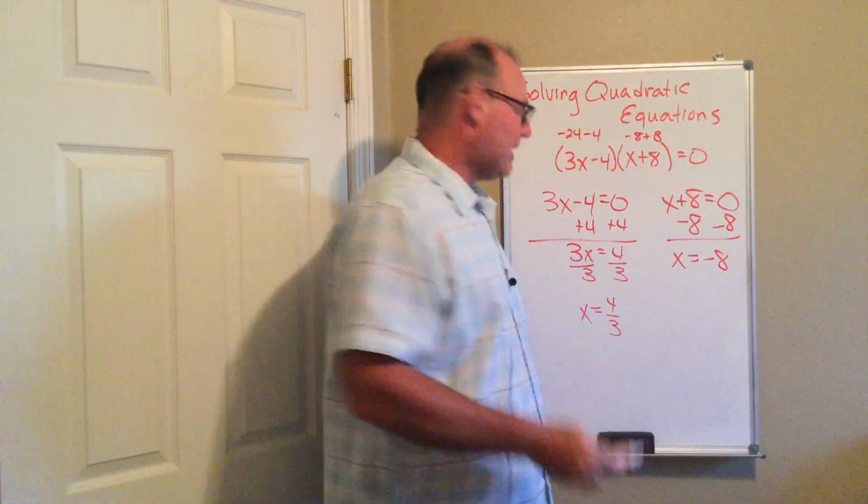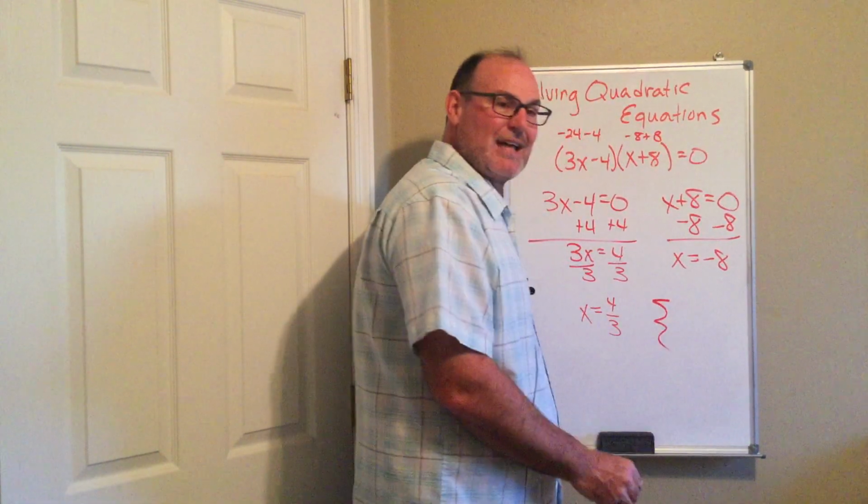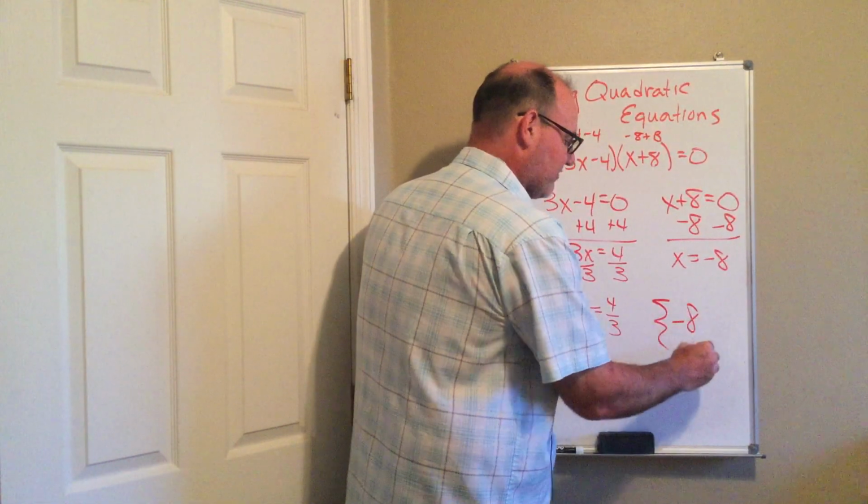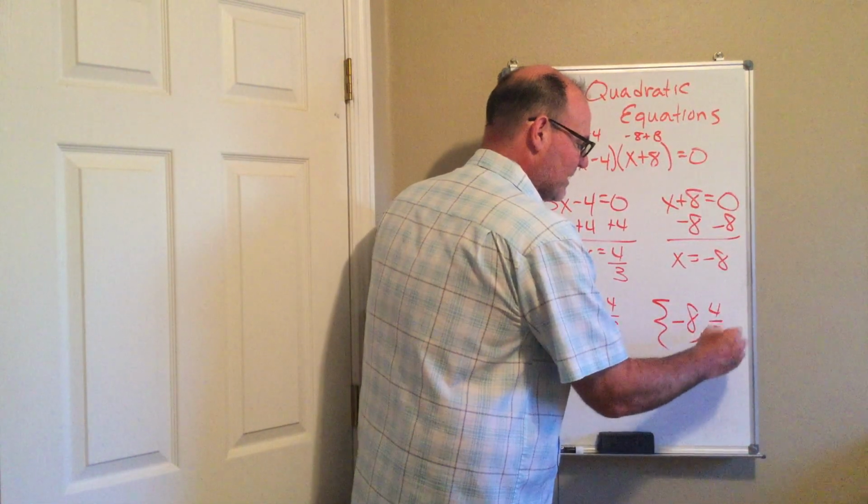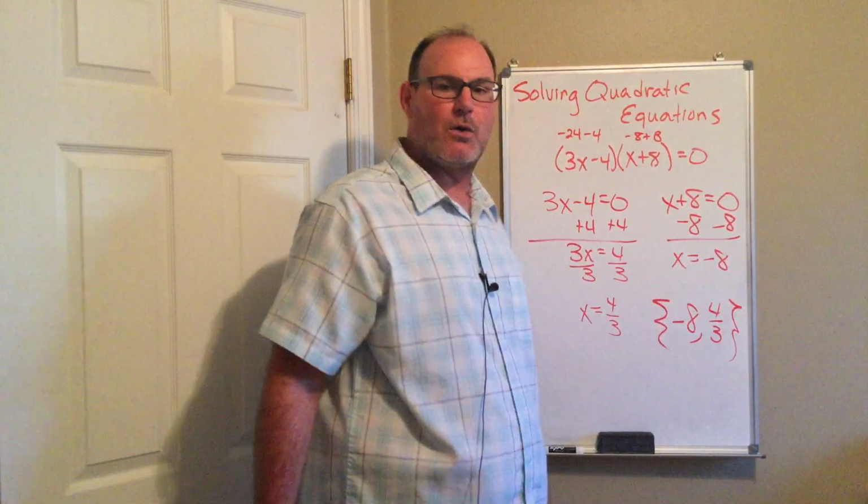Last thing we're going to do is we always write our solutions as a set. So I have a negative 8 as my first solution. I have 4/3 as my second solution. And there we go. I've solved it.